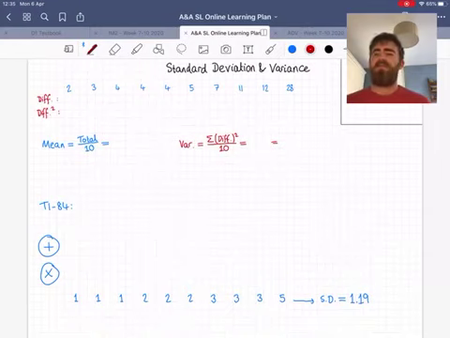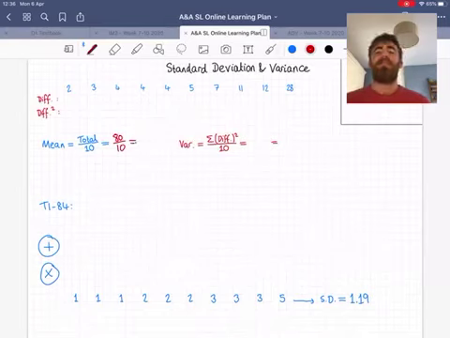So here we have a class of students and how many countries each of them have visited. If we want to find the standard deviation and variance, and they involve finding the differences to the mean, then we should start off by finding the mean. So 80 divided by 10 is 8. So how far away from 8 is each data point?